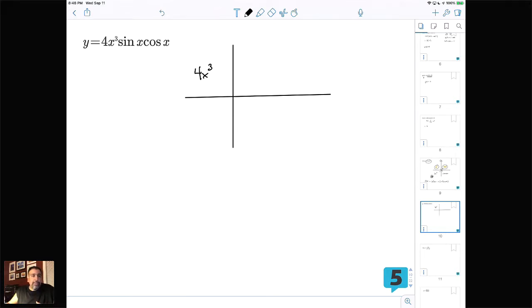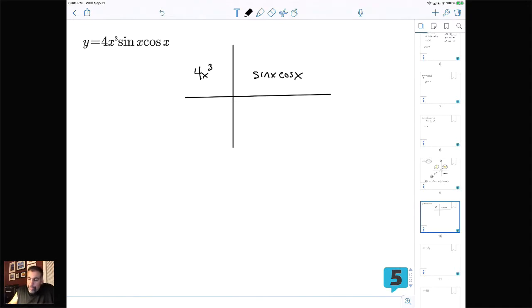I'm going to put 4x cubed in my first box. I could have done 4x cubed sine x. I could have done 4x cubed cosine x. I even could have done sine x cosine x. But I had to choose some combination of factors. I'm going 4x cubed in the first box. If I do that, that means sine x cosine x has to go in the second box.